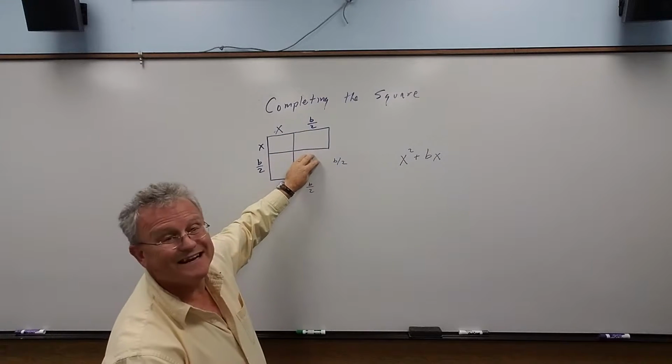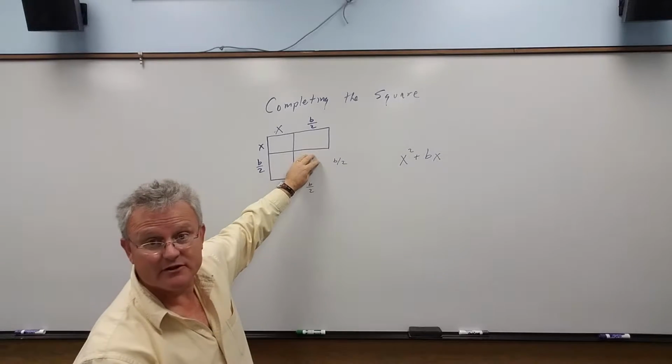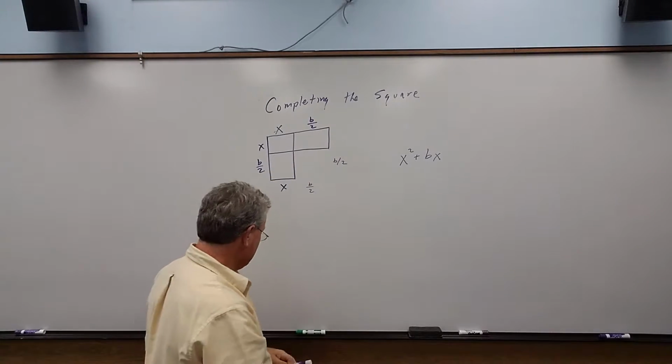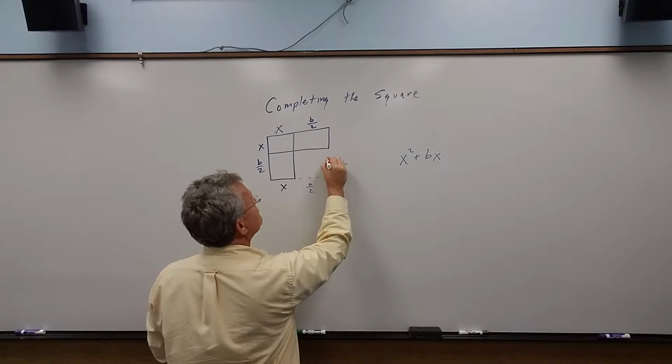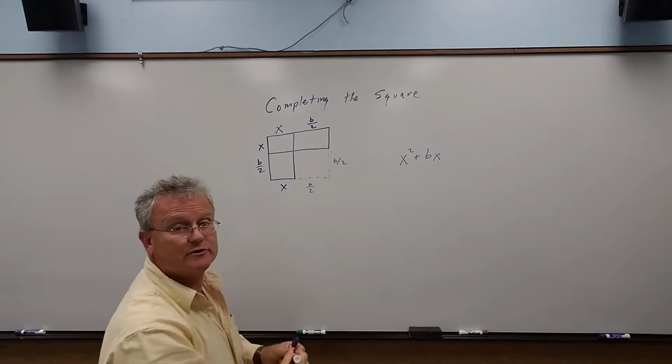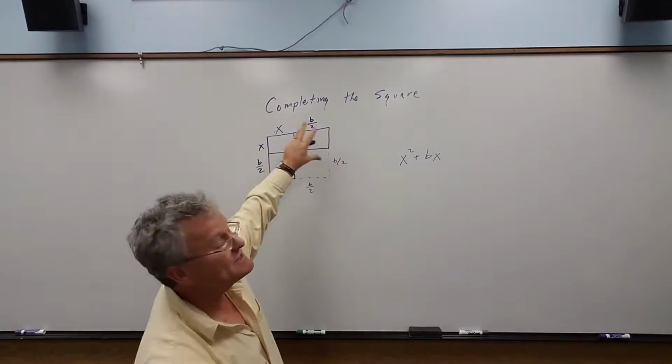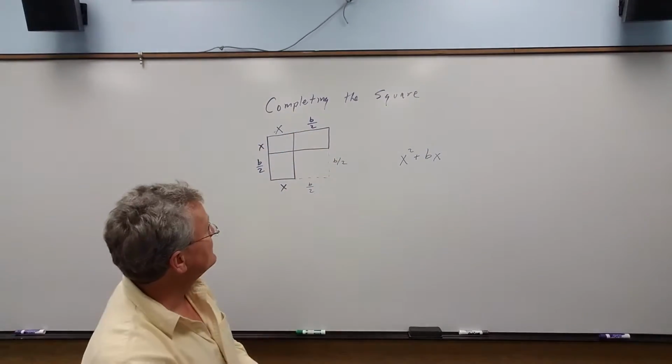is to figure out what the missing part of the square is. We want to know this little corner piece in the bottom. We want to add that to this so we've completed the entire square.